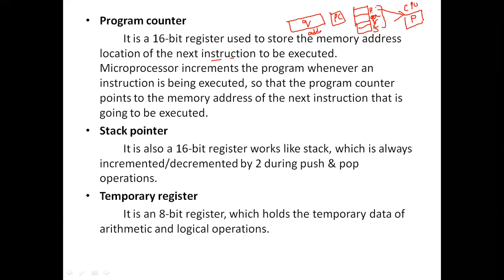In order not to waste time, the program counter is going to give the next instruction address to the CPU, so that the CPU can execute it much faster without waiting for the next instruction. That is the major purpose of the program counter. So the program counter points to the memory address of the next instruction.